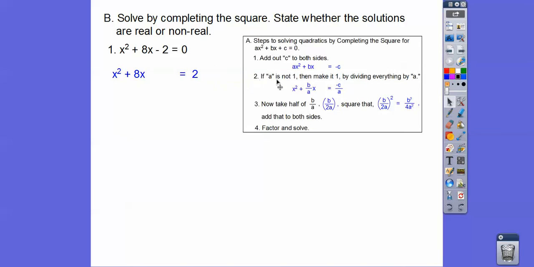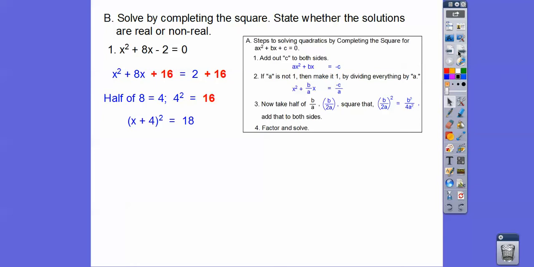This step says if a is not 1, well here a is 1, so nice and easy. And I like this because it's even. So now we're going to go ahead and take half of this number. Half of 8 is 4. 4 squared is 16. That's the number that we add to both sides. Then this factors to x, and this sign goes in the middle, x plus the number that was being squared, so x plus 4 quantity squared. Over here 2 plus 16 equals 18.